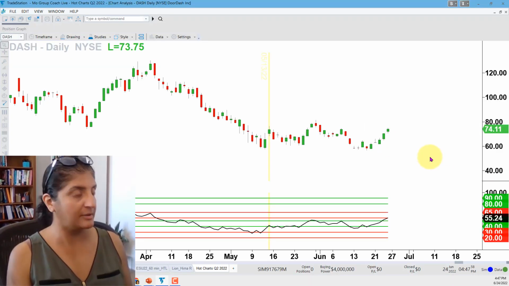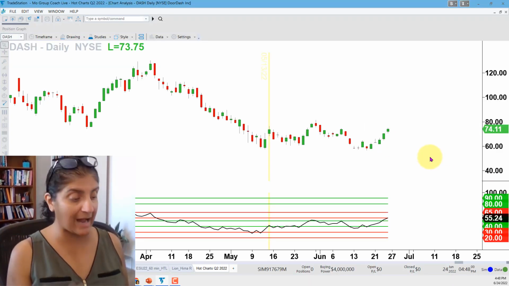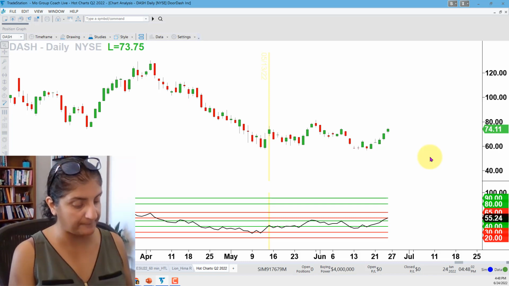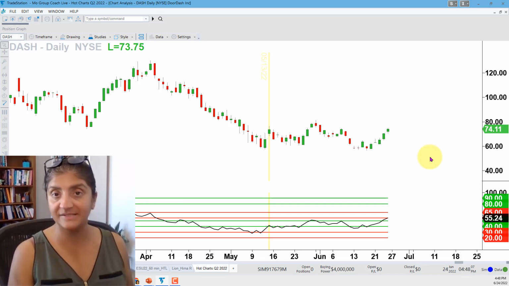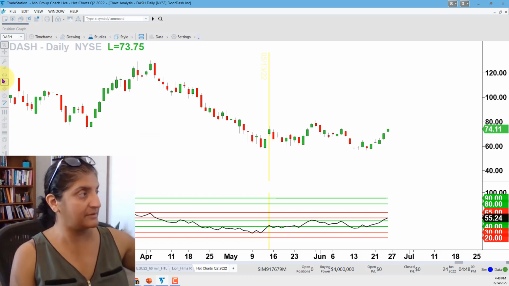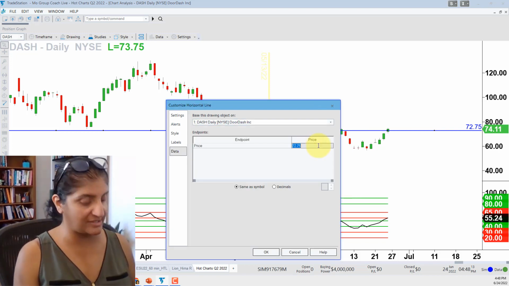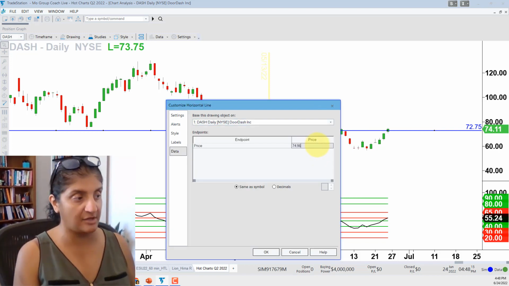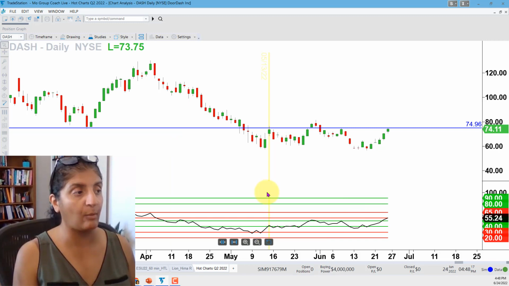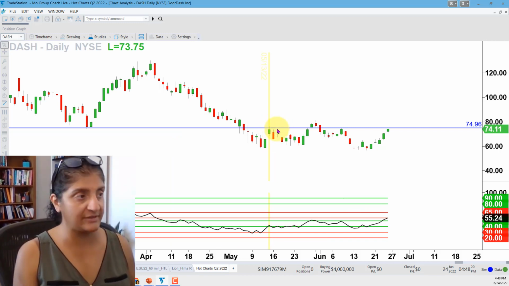So come back to your chart and look at your information, just like I'm looking at this student's information. It says, okay, DoorDash, May 13th, cost basis, $74.96. So I'm going to take a horizontal line and I'm going to draw it and adjust it to be at $74.96 on the chart. That's the price per share at which she bought on May 13th.